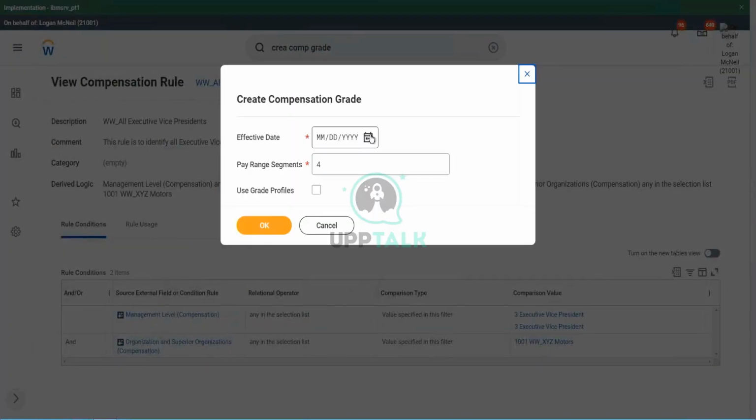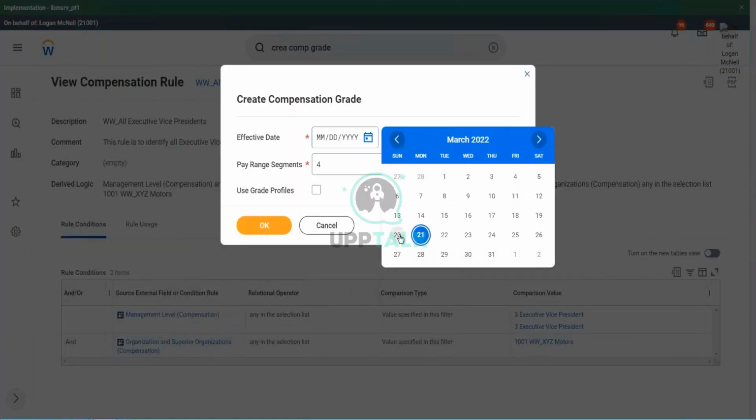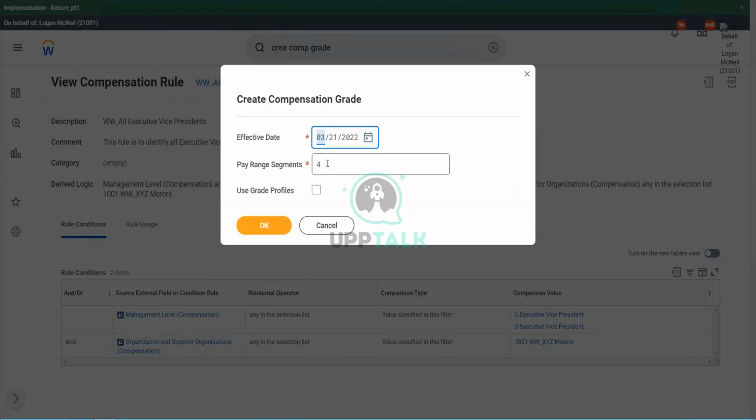Okay, so I will call it as, let's use today's state. You see the option to use a grade profile. There is an option. It is not that you will always use compensation grade profiles. Now it asks you, do you want to use grade profiles? If you select yes, then only it will ask you to create the grade profile. So this is optional. You may use grade profiles. You may not use it.